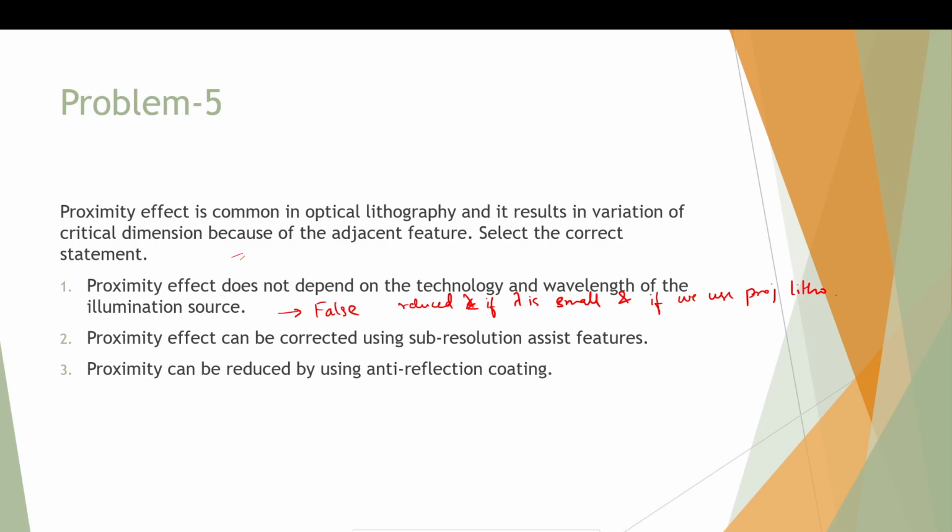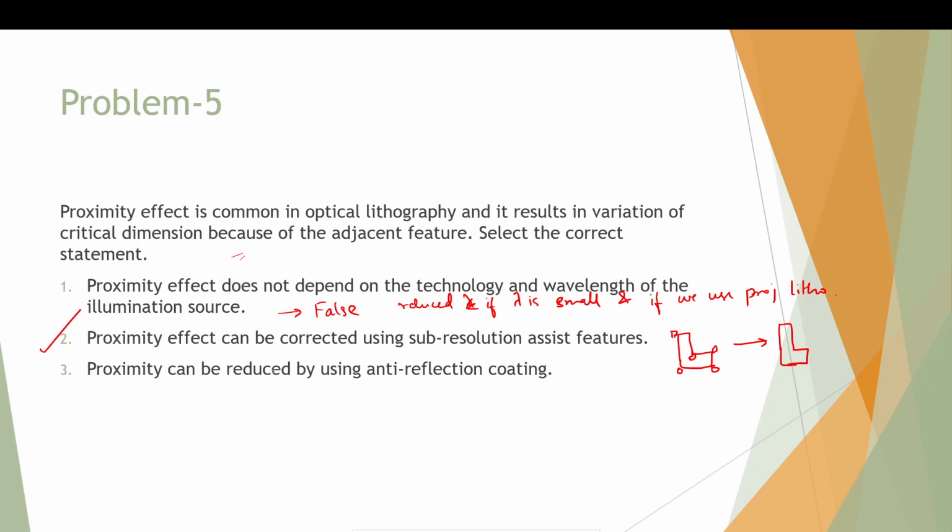We just saw that. The proximity effect I just showed, in the case of the L that we were writing, if we have some subwavelength assist features here, then that will make sure that the pattern that I get will not be a curved pattern, but the pattern that I desire. So this is actually true.